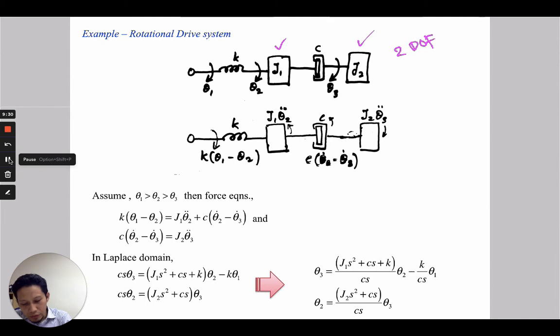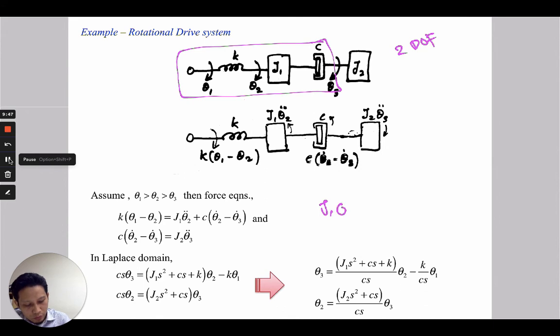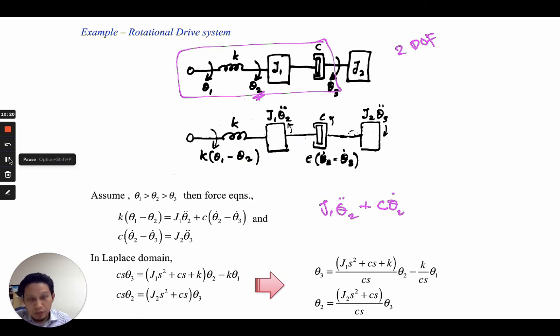So we consider J1 first. For J1, we have to consider J1 itself. Because it is rotated in the direction of theta 2, we have J1 theta 2 double dot, and then we have the viscous damper that is connected to J1, so we have C theta 2 dot, and then next we have the spring, so plus K in theta 2 direction.